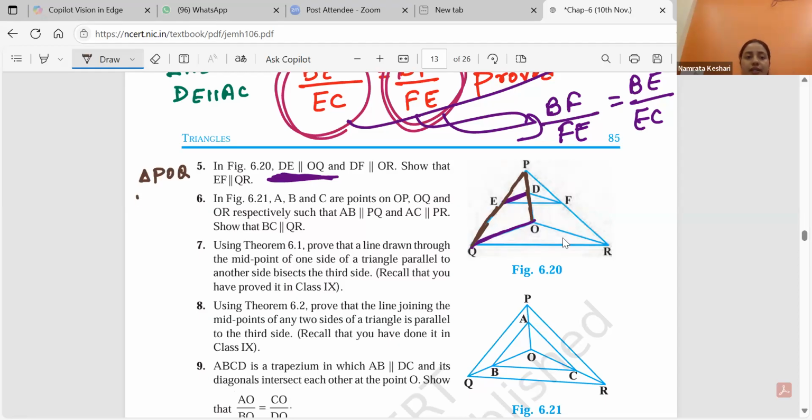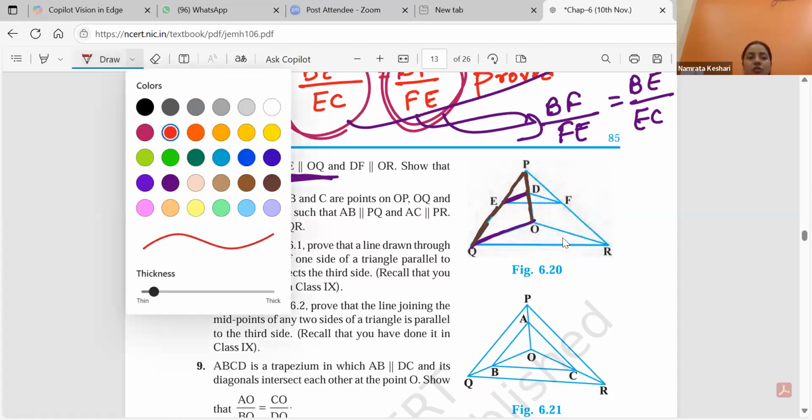There you will write that DE is parallel to the side OQ. What ratio can you write? Very easy. PE by EQ is equal to PD by DO. One of the ratios we have already created. Now let's see the other ratio, the other parallel condition.